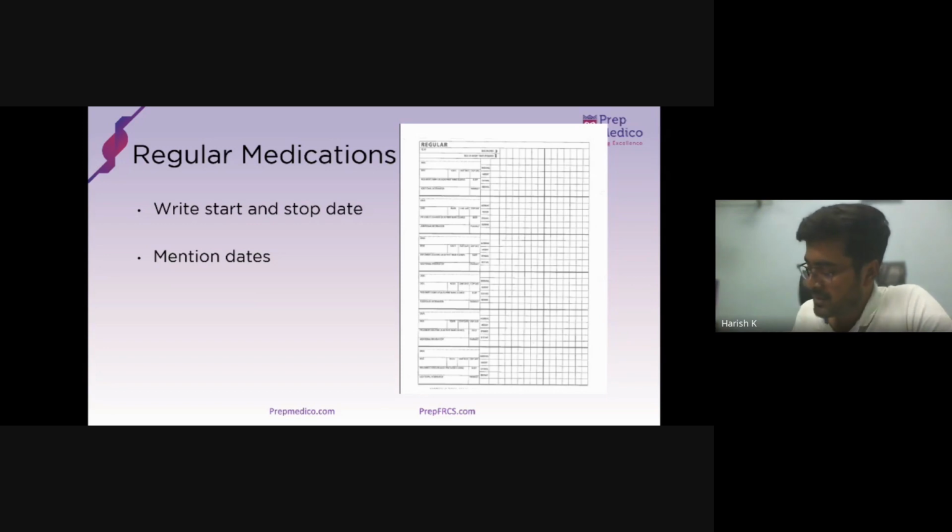And any other condition where you have to write twice is when there's a change in route, whether it's a change from IV to oral, or another condition like giving two doses, like a loading dose or a maintenance dose. You have to write it twice, one for the loading dose and one for the maintenance dose.